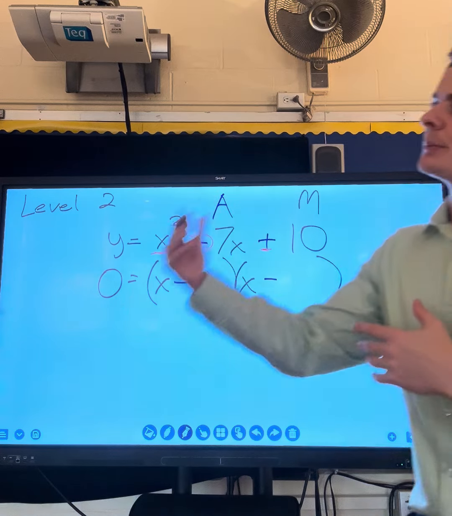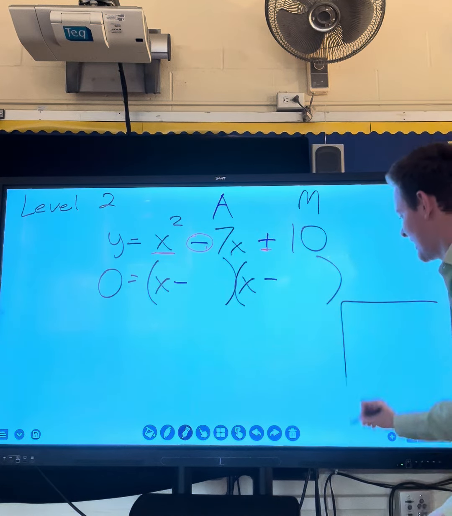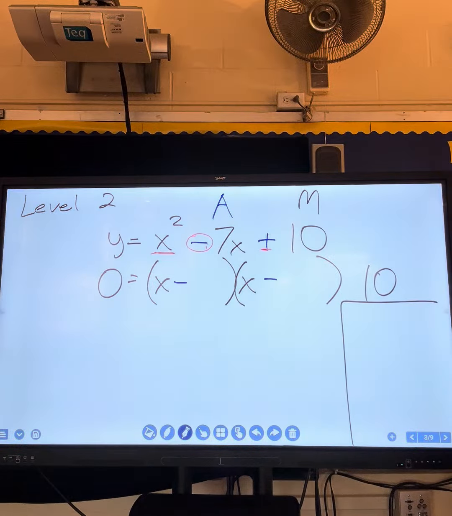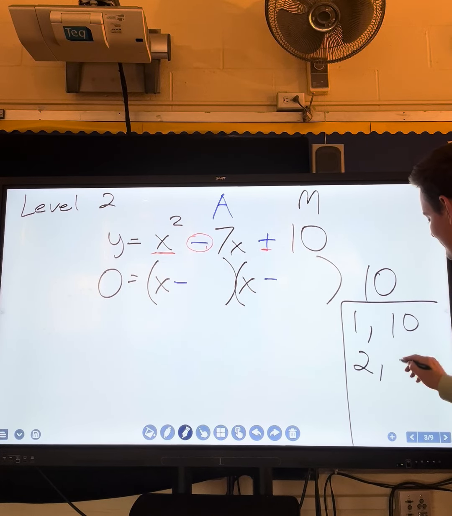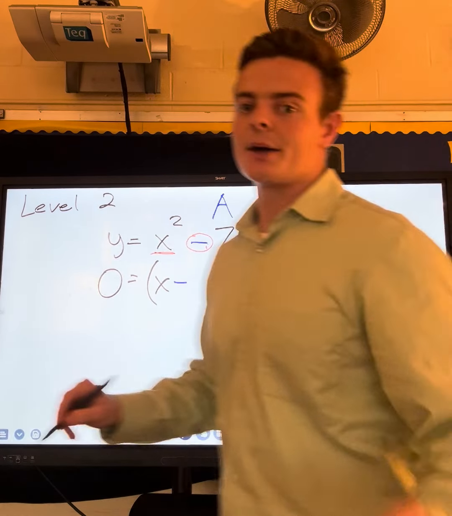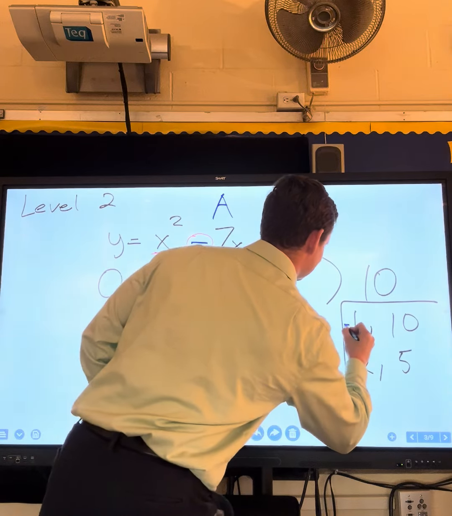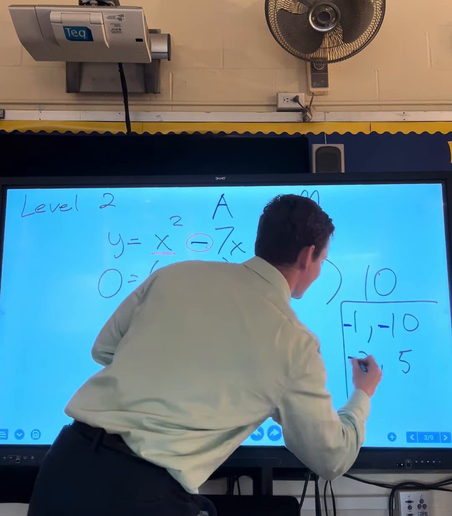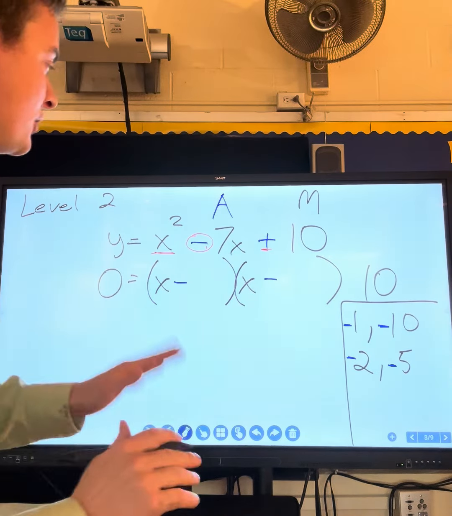What two numbers multiply to 10 but also add to a negative 7? I go to my side here, I put the factors of 10. The factors of 10 are 1 and 10, and 2 and 5. But remember, they're both going to be negative. We already learned that. So it's negative 1 and negative 10, and negative 2 and negative 5. And those all still multiply to positive 10.